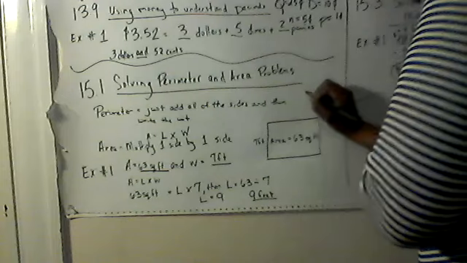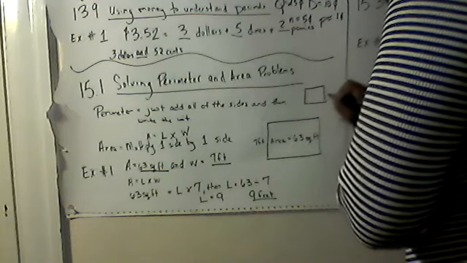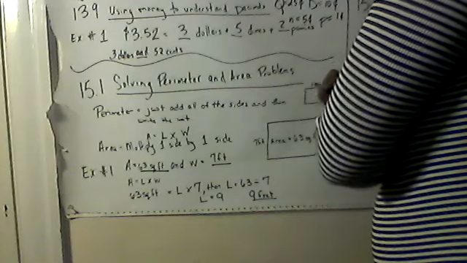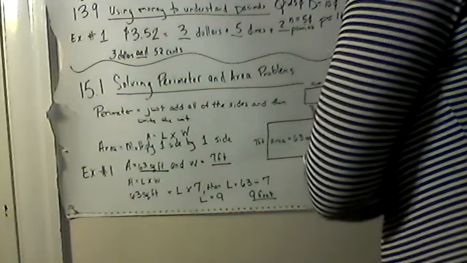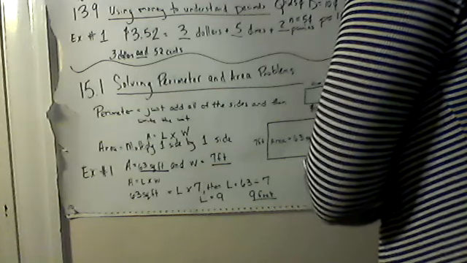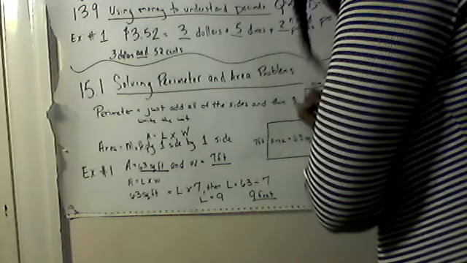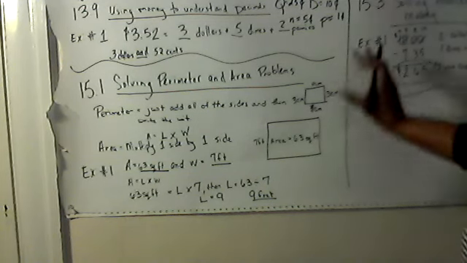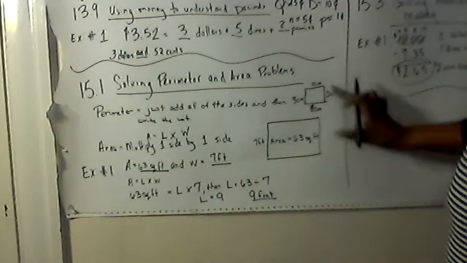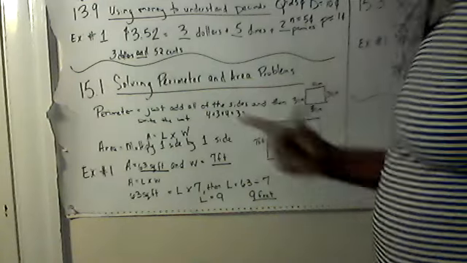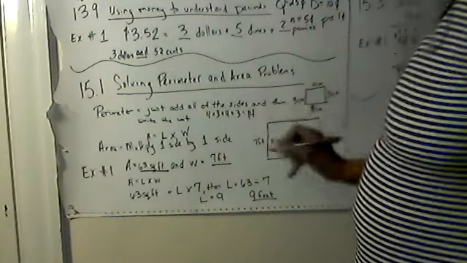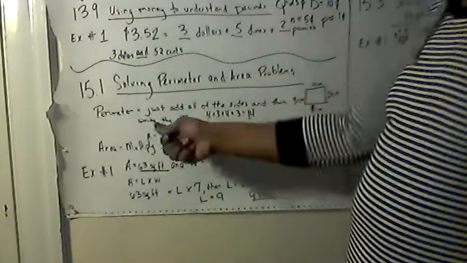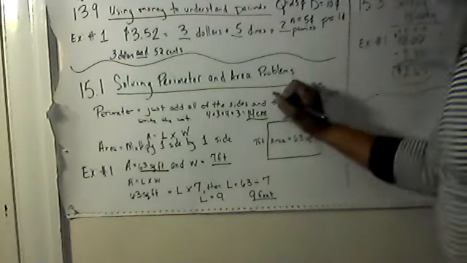So say for instance, I had a rectangle and I had 4 centimeters and 4 centimeters here and 3 centimeters and 3 centimeters. So I have 4 centimeters, 4 centimeters, 3 and 3. In this case, I would just add all 4 of these up, and that would give me 4 plus 3 plus 4 plus 3, which is equal to 14, and then I have to write the unit. The unit here is centimeters. So in this case, my answer would be 14 centimeters for this example.